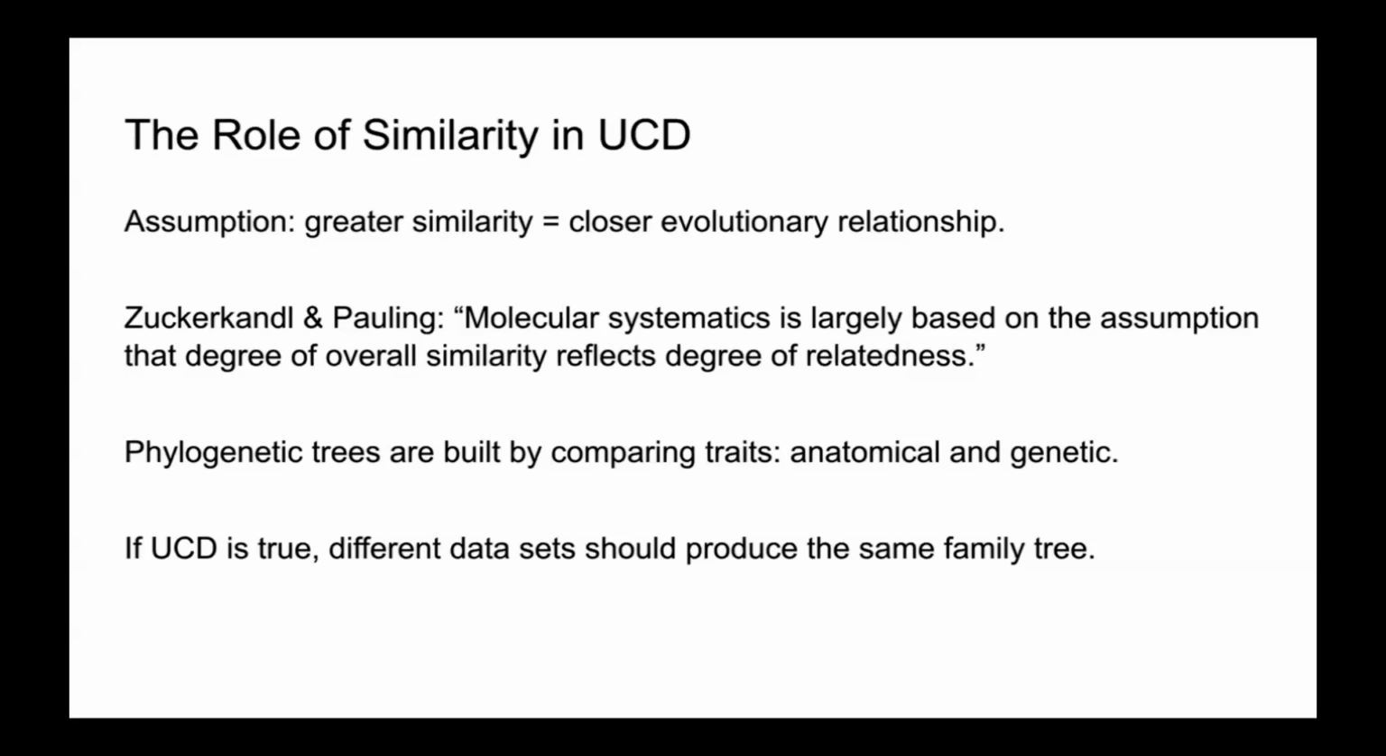But for right now, a telling quotation by Zuckerkandl and Pauling says that molecular systematics is largely based on the assumption that degree of overall similarity reflects degree of relatedness. So again, that's the same assumption: scientists build phylogenetic trees, like the tree of life or family trees of life, by comparing traits of particular organisms, whether those traits be anatomical, as I said, or DNA molecules or DNA sequences. They're working off the assumption that the more similarity there is between two organisms, the more closely related they are ancestrally through common descent.